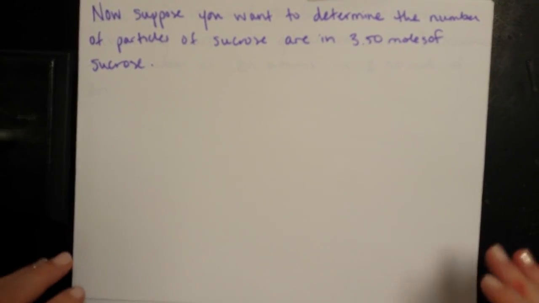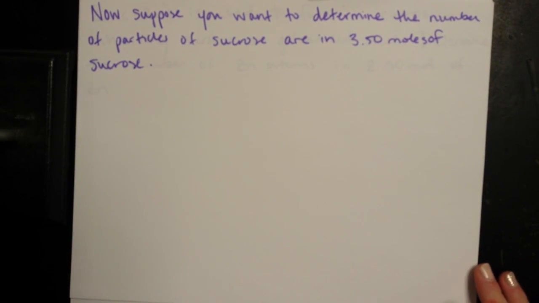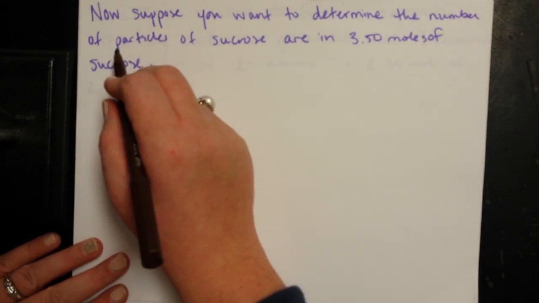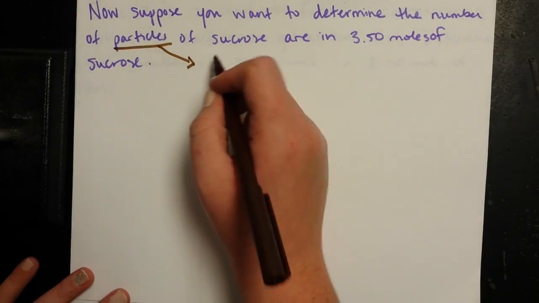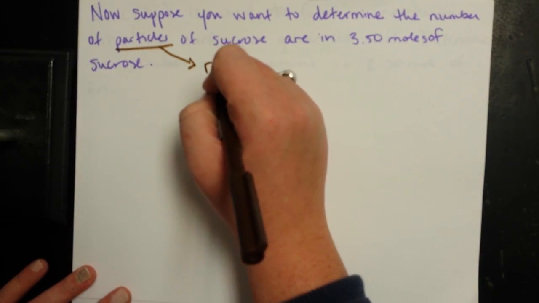Yeah, so this is what I was saying about dealing with moles and looking for individual particles. So this question says, you dealt with a dozen roses, or three and a half dozen actually. Let's suppose that you want to determine the number of particles of sucrose that there are in 3.5 moles of sucrose. The first thing I want to do is point out what it means to be a particle. When it says particle, we're talking about representative particles.